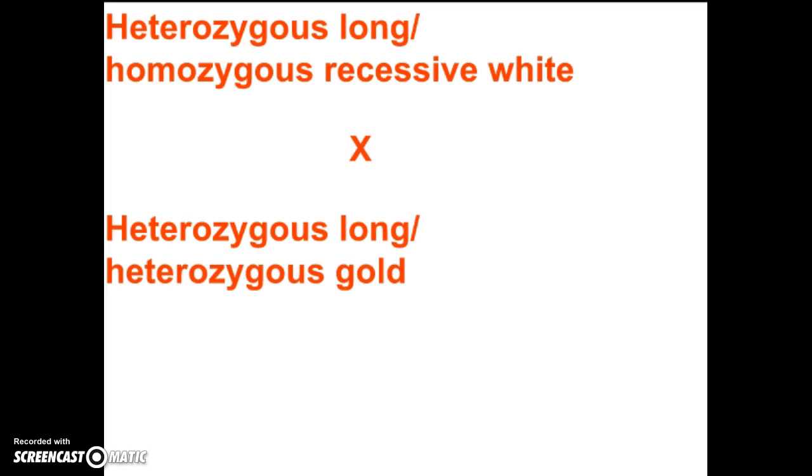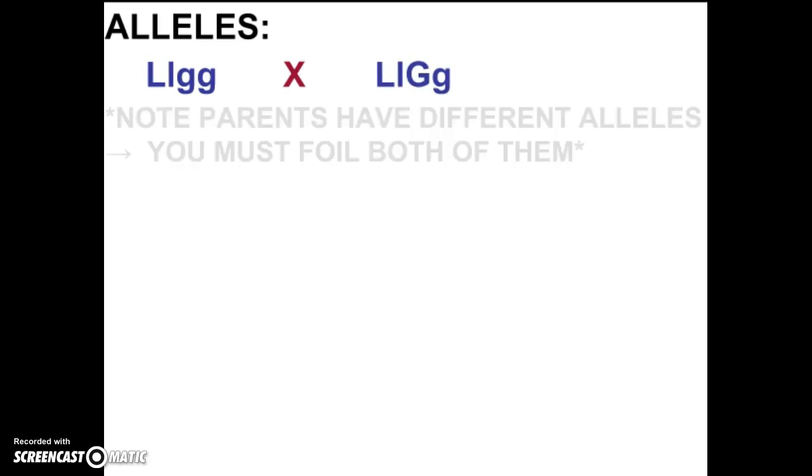So if I'm going to use the letters L and G, my first parent up top, heterozygous for long, it's capital L, lowercase l, and homozygous recessive for white is going to be little g, little g. Heterozygous for long, again, long is dominant, big L, little l. Heterozygous for gold is dominant, so we're going to have big G and little g. Now, because both of our parents are different, we are going to have to FOIL both of them.